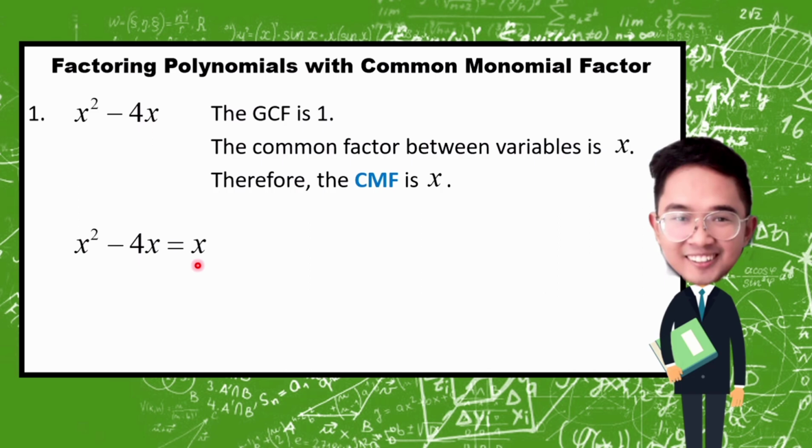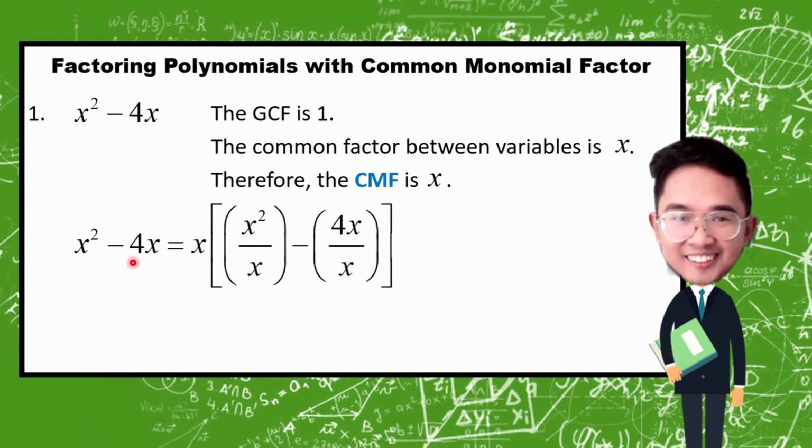To proceed with the second step, we need to divide each term by the common monomial factor. So we have here x squared divided by x and negative 4x over x. In order to simplify, just bring down the common monomial factor, simplify x squared divided by x, apply the quotient rule, wherein we need to subtract the exponents of the same variables. So x squared and x raised to 1. The 1 here is not presented. And that is why we need to subtract 2 minus 1 is 1.